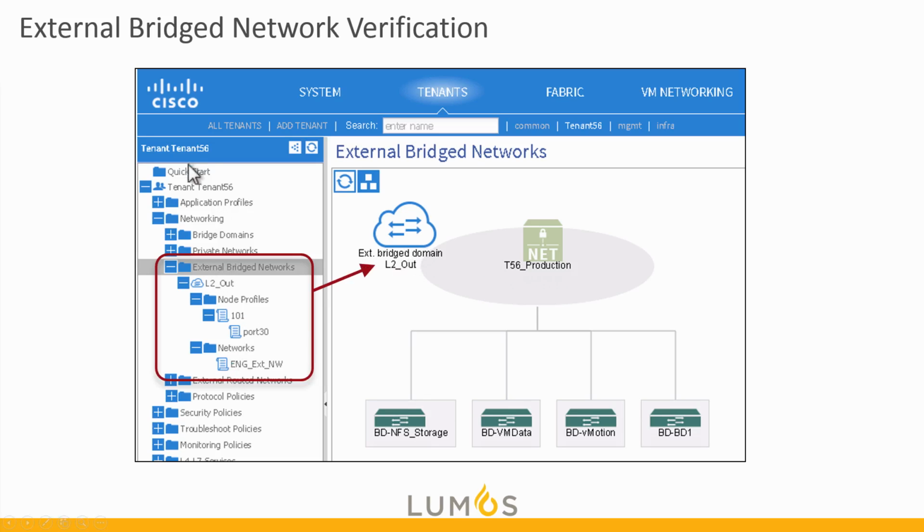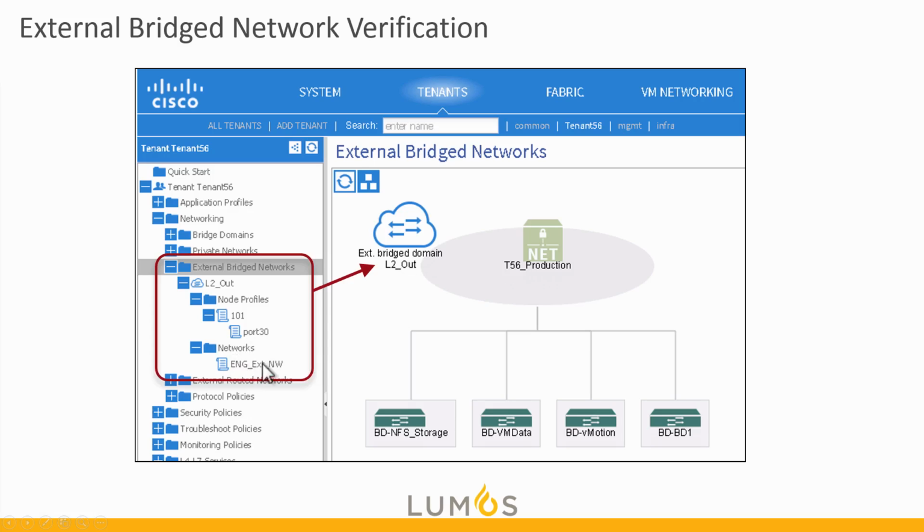And of course we have to create a contract between, so here's just kind of for bearings, here's our tenant, our specific tenant 5.6. Under networking, so our EPGs are under application profile, but here we're under networking, external bridged. We create our L2 out and name it. Here we named it L2 underscore out. We give it a node profile or multiple node profiles, which is the switch and then the port. And then we create the network, which essentially creates the EPG.